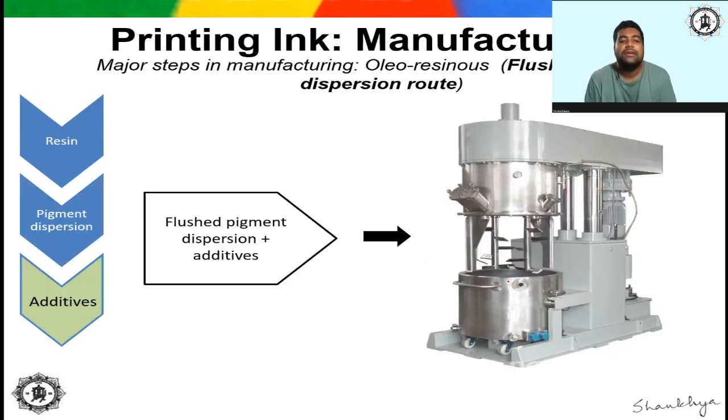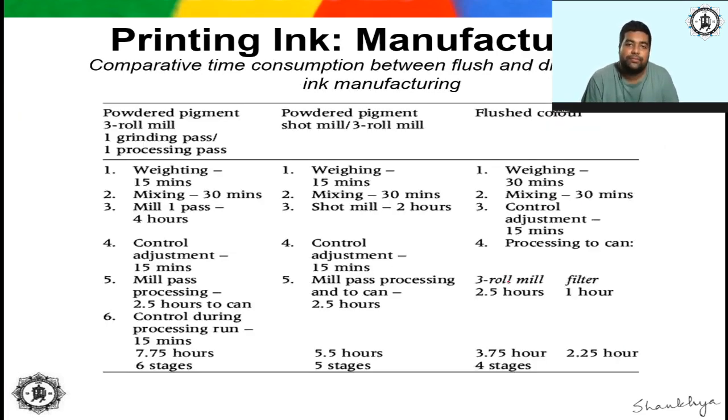And after the flushing has been done and dispersion of the flushed pigment has been done, then you simply add the additives in the trifoil and you pot off. So this is another method for manufacturing of the flushed pigment, right?